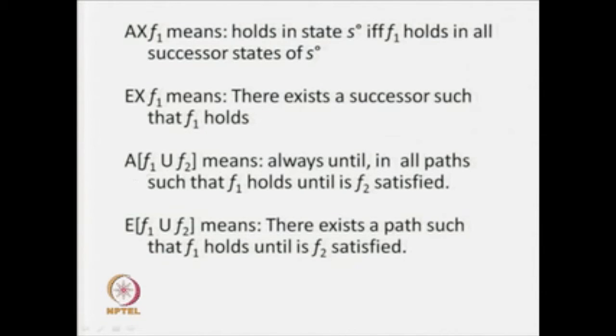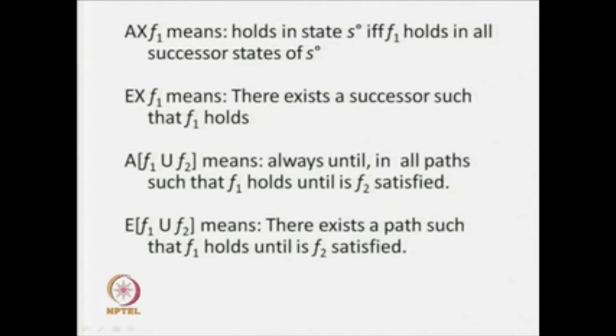Similarly, A F1 until F2. So, F1 until is a binary operator, so we need two formulas F1 and F2, and that is quantified by the path quantifier A. It means that in all possible directions, in all possible paths, F1 must hold till F2 holds. So, this is A F1 until F2.